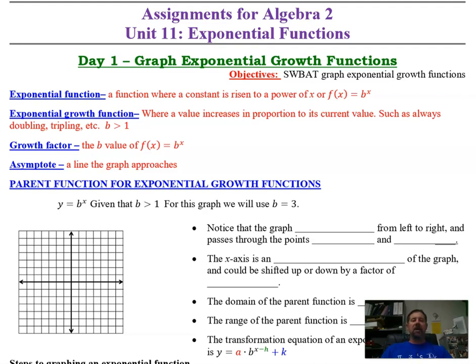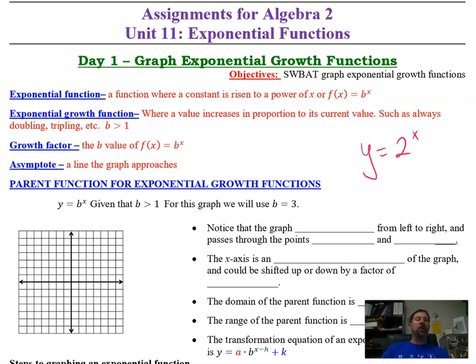Exponential functions are functions where you have a constant or some base raised to a power of x. So far, everything we've talked about has had x as the base and different powers, a squared power, a 1/2 power like in the last unit, or a 1/3 power. But now we're going to switch things around, and the base is going to be a constant and the exponent is going to be the variable.